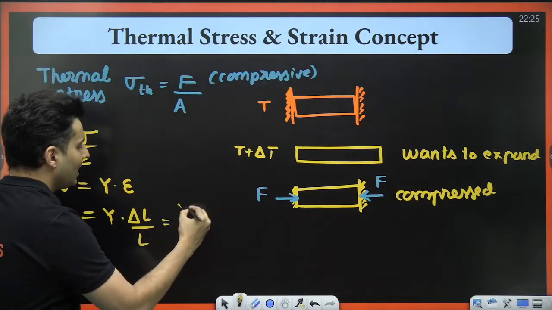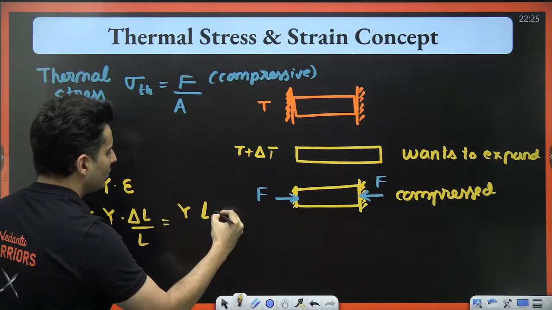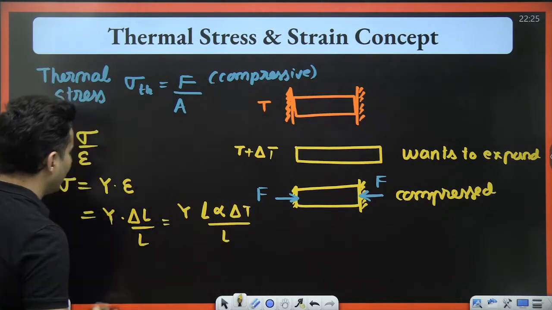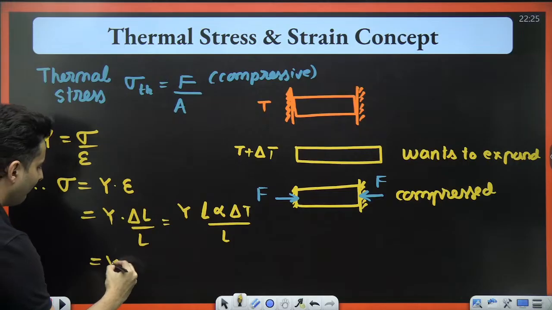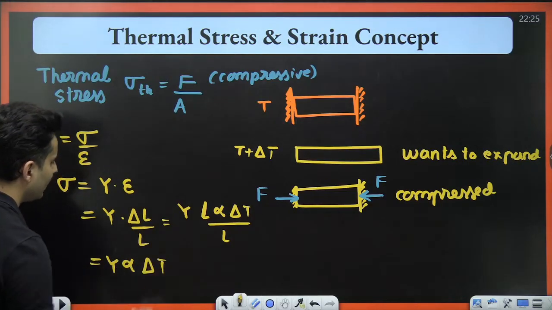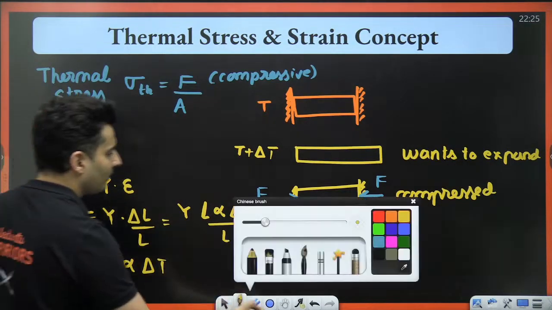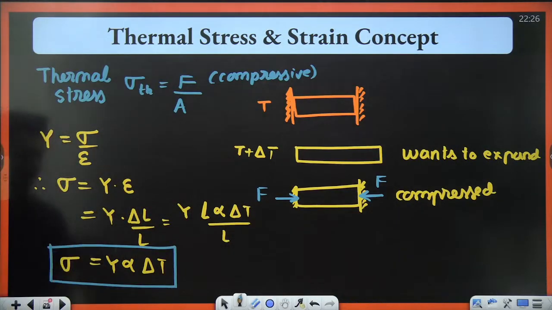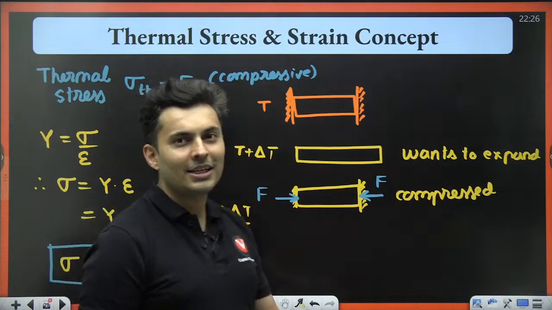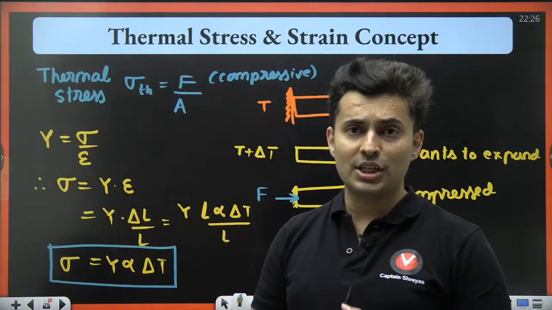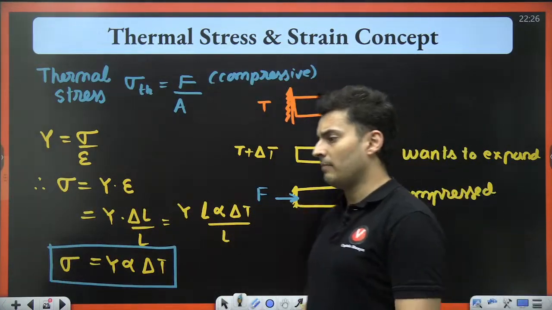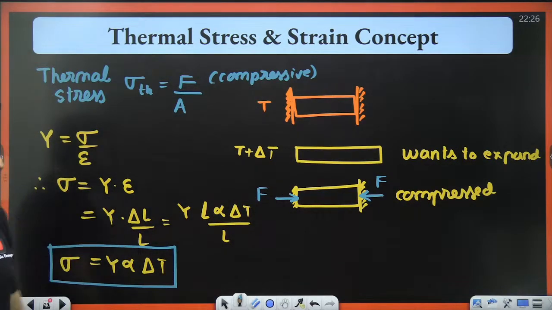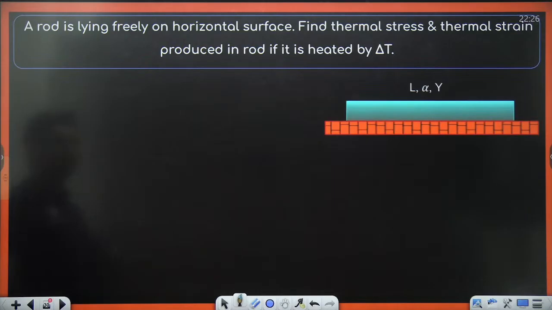But wait a minute. I know the value of delta L. It is original length alpha into delta T. So L will get cancelled and we will be left with Y alpha delta T. That's the value of the thermal stress which is developed: Y alpha delta T, Young's modulus into coefficient of linear expansion into the temperature change. As simple as that. So let's have a look at a question coming up on your screen.